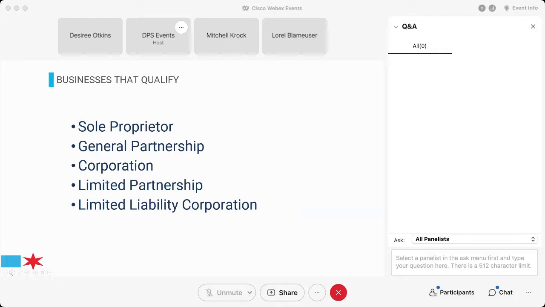What type of businesses qualify? Well, basically any business that is for profit: a sole proprietor, general partnership, corporation, limited partnership, limited liability corporation. If you fit into those categories, then we're looking to see your application. Next slide.